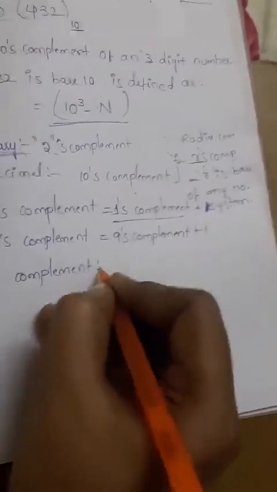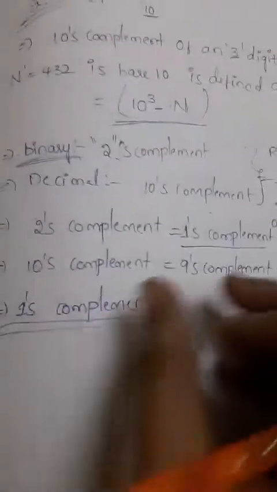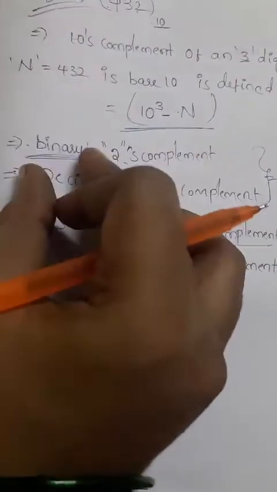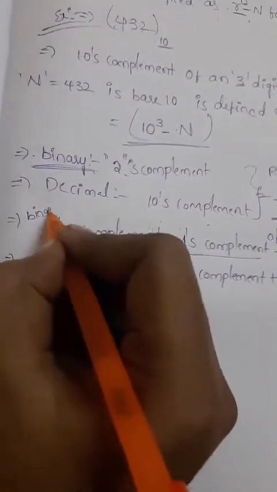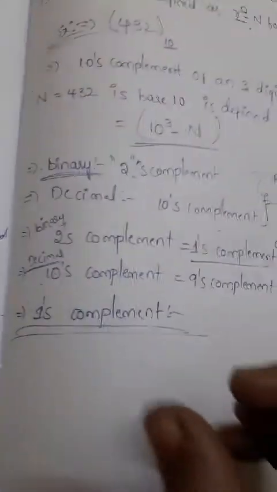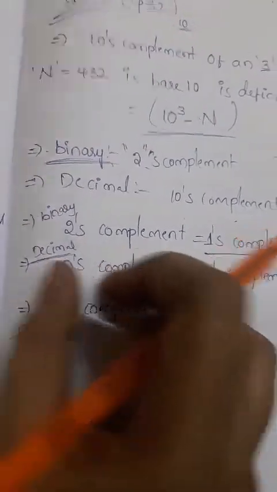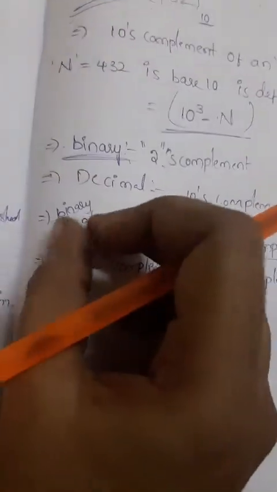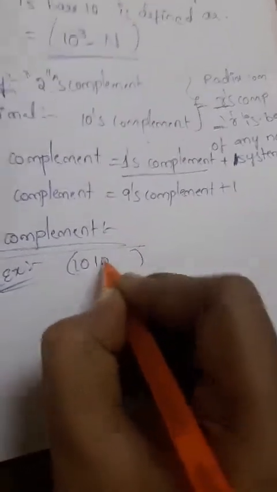So how do we define 1's complement? 1's complement is only defined for binary numbers. That means 2's complement is related only to the binary system, and 10's complement is related only to the decimal number system. 9's complement we can define only for decimal numbers, and 1's complement and 2's complement only for binary numbers. So that's why I'll take one example here. The binary number is 1010011.